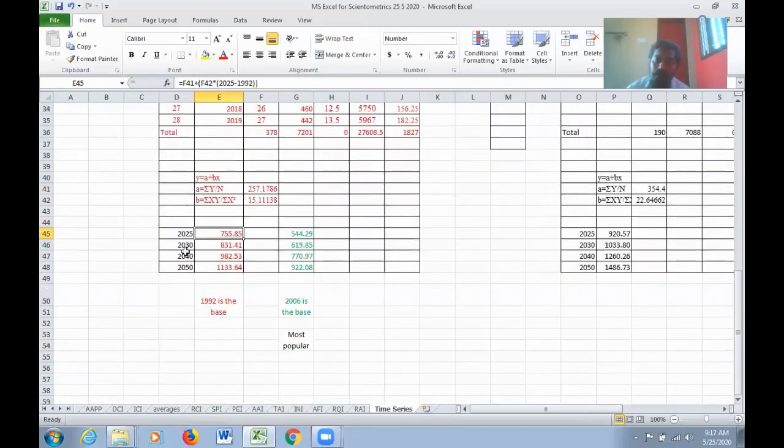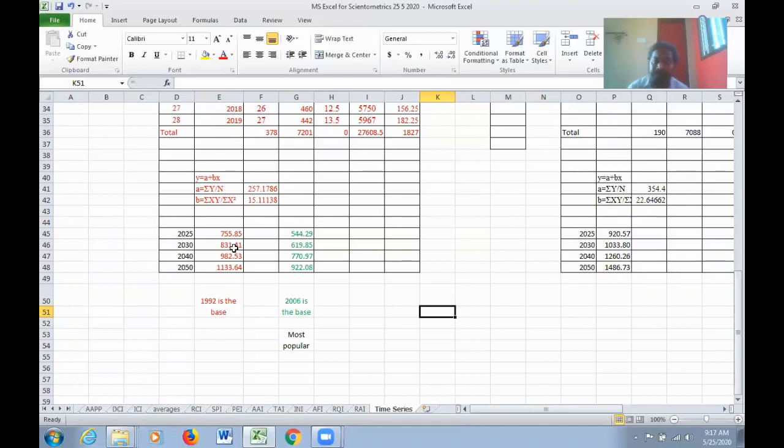If you want to calculate the future output for 2030, then 2030 minus 1992. If you want to calculate it for 2040, then 2040 minus 1992. That means the future year minus the first year is taken to calculate the estimated research output. You can see the estimated research output is slightly higher: in 2025 it would be 755, and in 2040 it would be approximately 982.